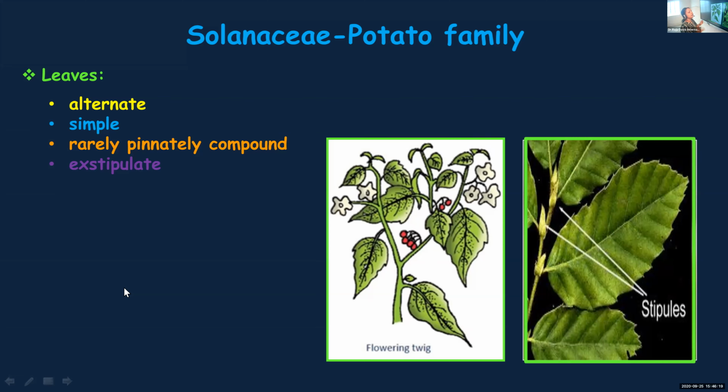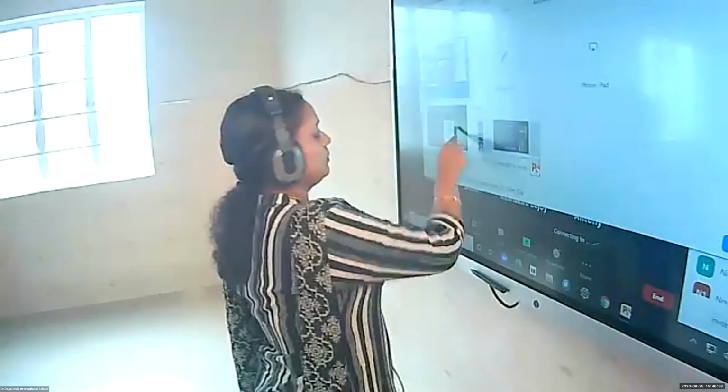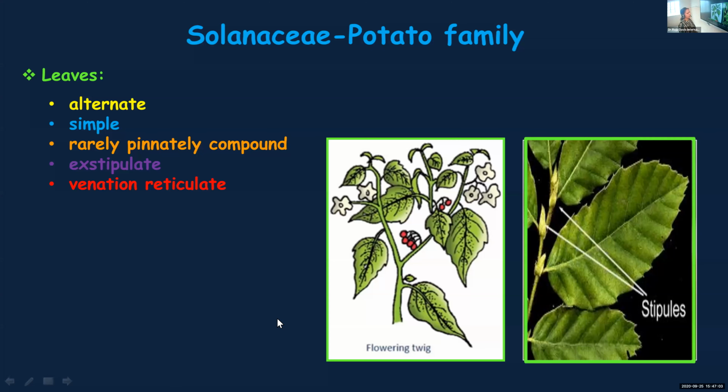Stipules are leafy appendages. Exstipulate means absence of stipules. Stipules are absent, and the figure is given there just to show you what stipules are. That plant doesn't belong to Solanaceae, it is just to make you understand. When you learn that stipules are absent, you should know what stipules are, so for that the picture is given.